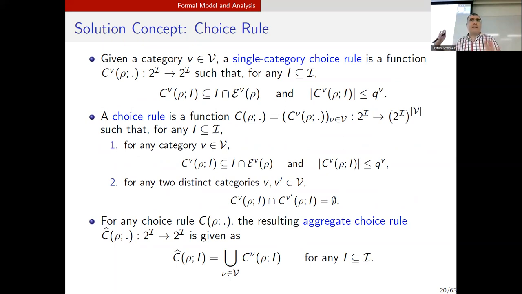I don't need to repeat. Everybody was here yesterday, right? So a single category choice rule, a choice rule, and an aggregate choice rule are exactly what they were. Basically, a single category choice rule is the standard choice rule in the literature. From each set of applicants, it picks a set of eligible individuals. A choice rule is multidimensional. It does the same thing for multiple categories, but of course, you cannot receive positions from multiple categories. When I take the union of all individuals who are selected at all categories, I will refer to that as the aggregate choice rule.